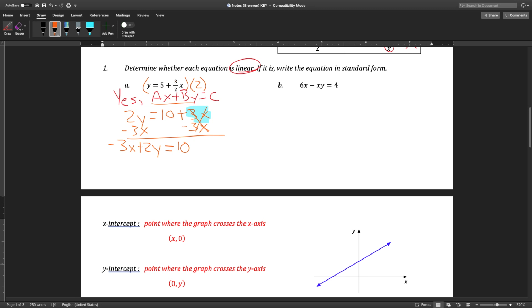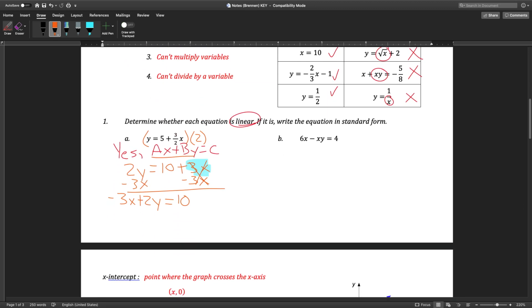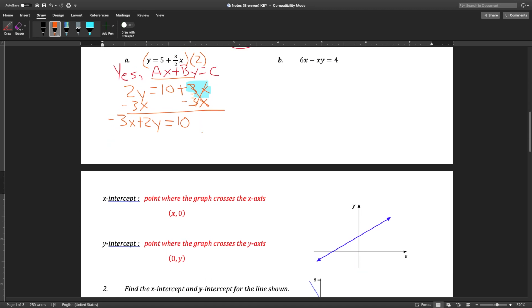So it's in the form ax plus by is equal to c. Now I have to make sure that it abides by all three of these rules. A must be positive, no fractions are allowed, and the GCF must be 1. When I take a look at this, my a value is negative 3. That is obviously not positive, so I have to fix that. To make that positive, I'm going to multiply the entire equation by negative 1. All this will do is change your signs. So I'm left with 3x minus 2y equals negative 10.